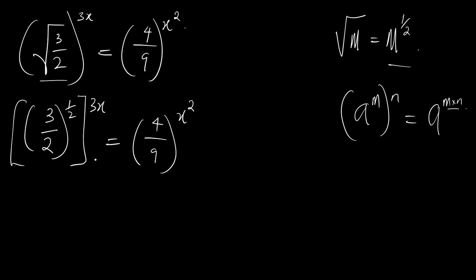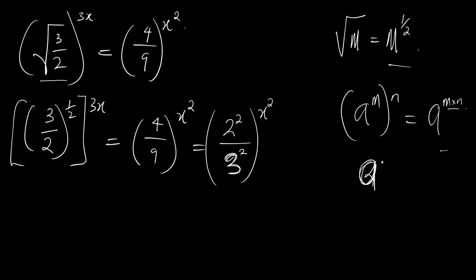But before we do that, this 4 can be expressed as 2 raised to power 2, while this 9 can be expressed as 3 raised to power 2, all raised to power x squared. Now, before we apply this rule, according to the law of indices, a raised to power m all over b raised to power m is the same thing as a all over b all raised to power m.